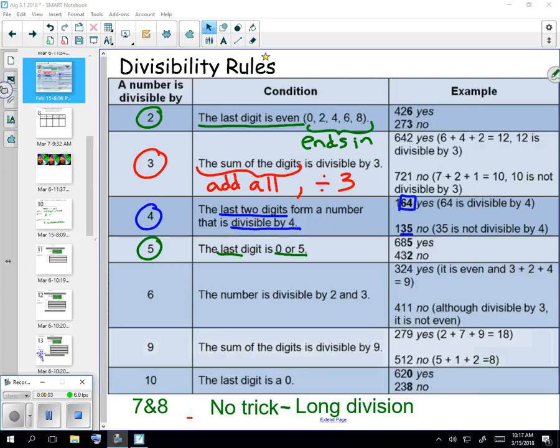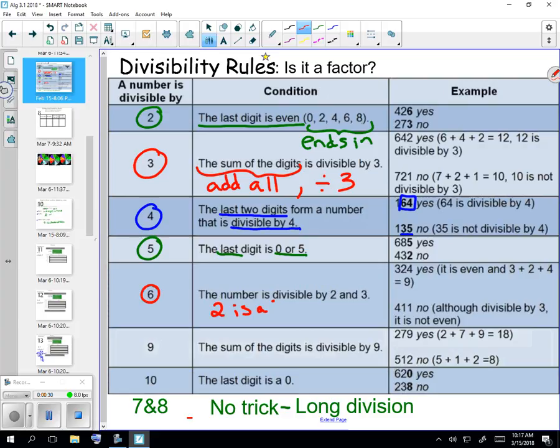Divisibility rules, or how to tell quickly if something is a factor. Our divisibility rules work for 2, 3, 4, 5, 6, 9, 10. 7 and 8 do not have tricks. We're going to look at dividing by 6. The rule is the number is divisible by 2 and 3. In other words, 2 is a factor and 3 is a factor.